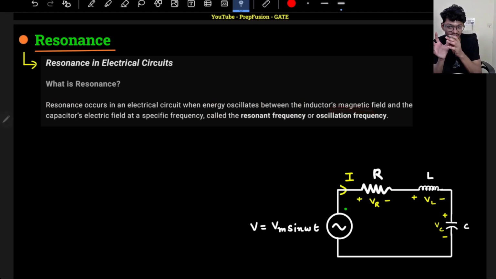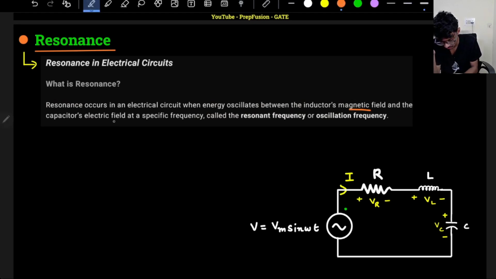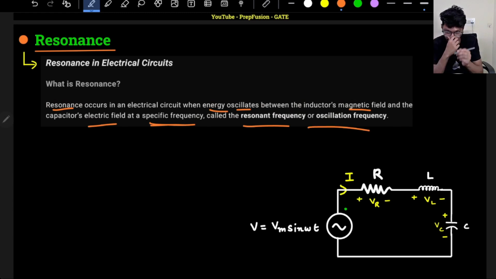How is energy oscillating between the inductor and capacitor? I will show you. For now just understand this phenomenon happening at a certain frequency is actually known as the condition of resonance. This phenomenon is transferring of energy from magnetic field to electric field. As the energy oscillates, this phenomenon is known as resonance, and the frequency at which it happens is known as the resonant frequency, also known as the oscillation frequency.